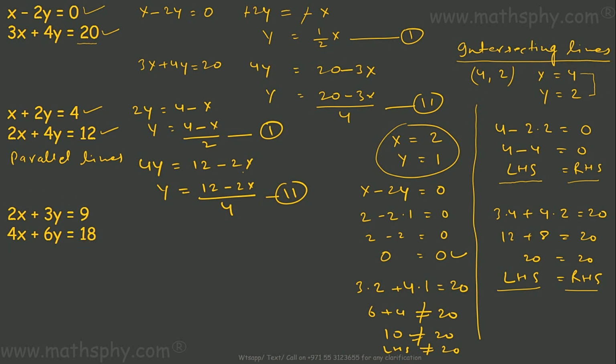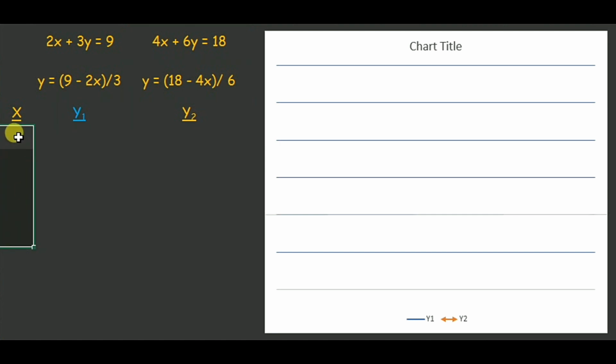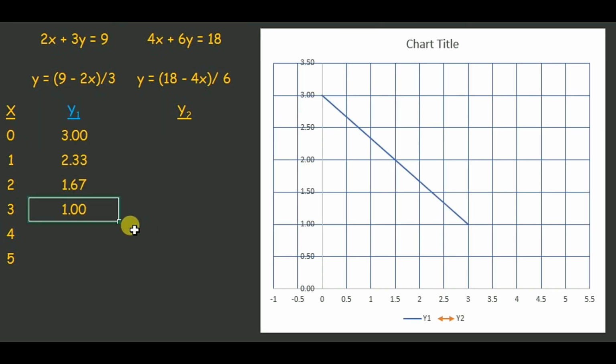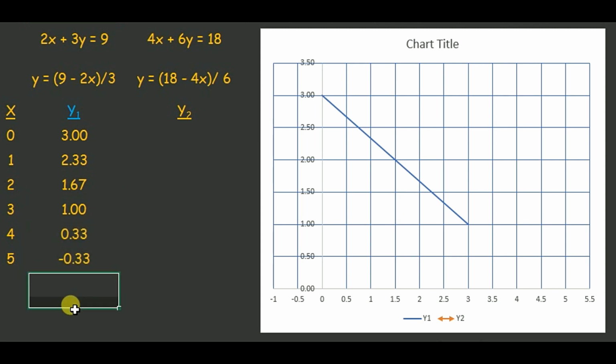Now let's look into this equation here and put it into this format. 3y equals 9 minus 2x, so y is equal to (9 minus 2x) over 3. And this will be y equals (18 minus 4x) over 6. Same as before, I'll take some x values here and replace this x with these values to get some y values. 3 gave me 1, and till 5 I have these many values.